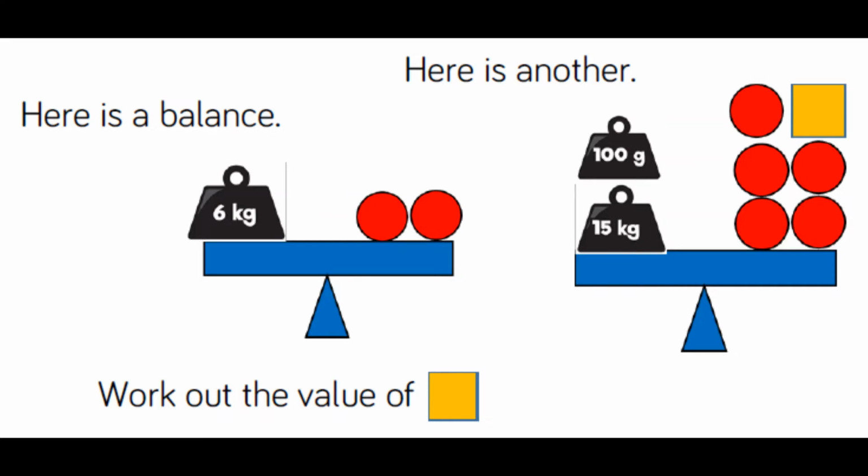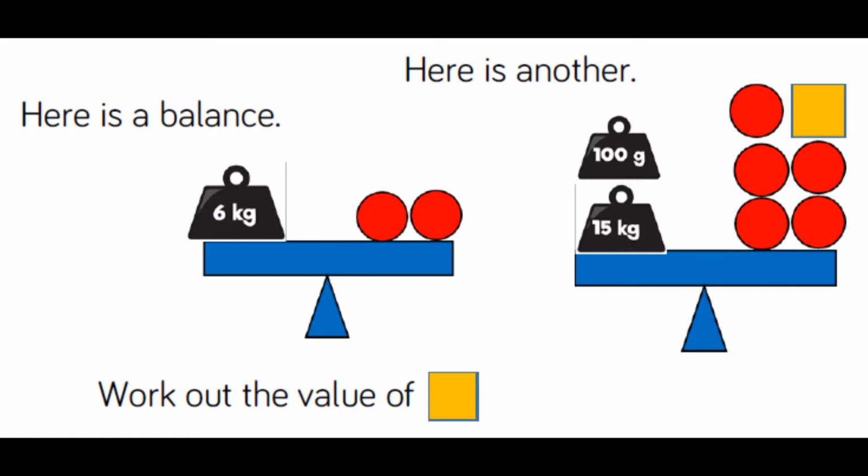We've got 6 kilograms, and then we've got 2 circles, and you can see that the scales are balanced. It's not one side that's heavier than the other. So if we've got 6 kilograms on one side, what would each circle weigh? For 6 kilograms, we have 2 circles, which will be the same. So what would that be if we were going to split 6 kilograms between the 2 red circles? How much would they be each?